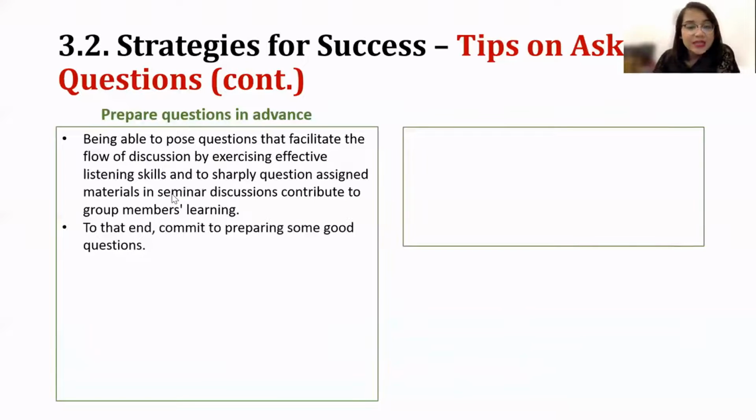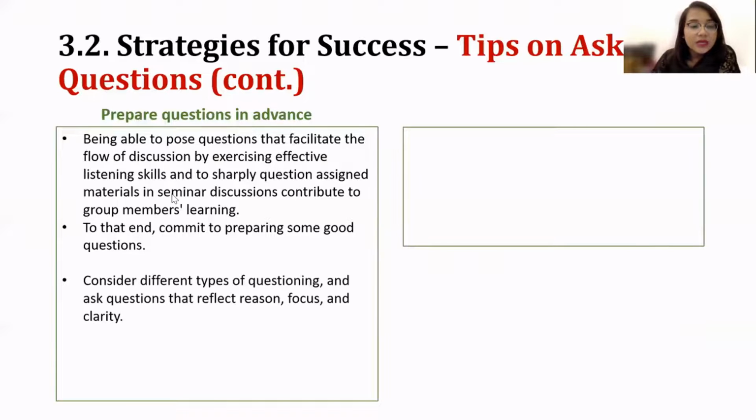And to that end, commit to preparing some good questions. To be able to generate questions that are also important to other audience members, you need to prepare some good questions in advance. So before the Q&A starts, you can write down your questions in a note, and when the session is open, you are ready to pose your questions. Consider different types of questioning and ask questions that reflect reason, focus, and clarity.